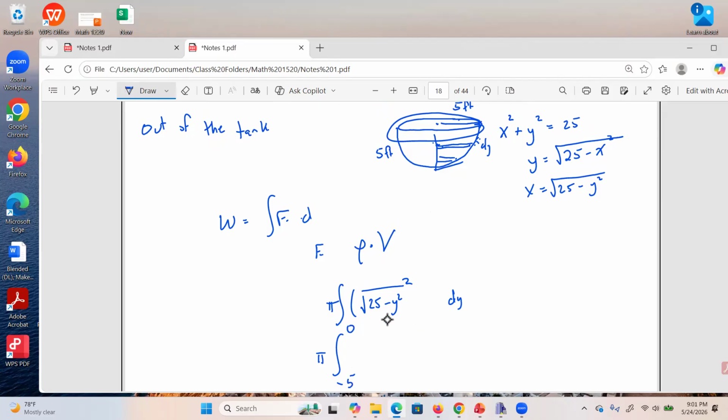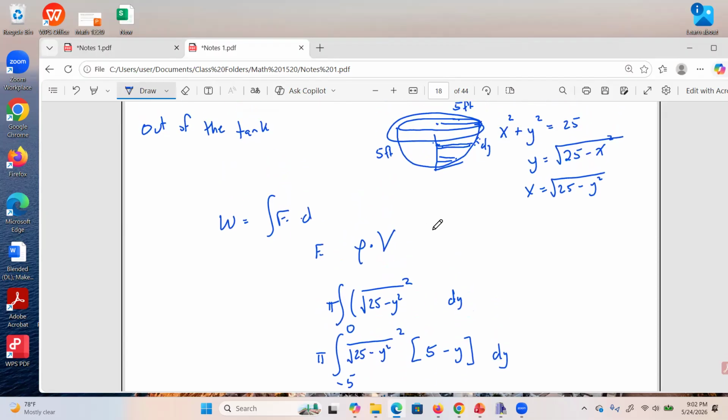Then we have r squared, so this is the square root of 25 minus y squared, squared. That's my pi r squared, here's my dy. And I moved it over because I want a 5 minus y for the fact that I'm pulling this up out of the tank. So that's what we're dealing with.